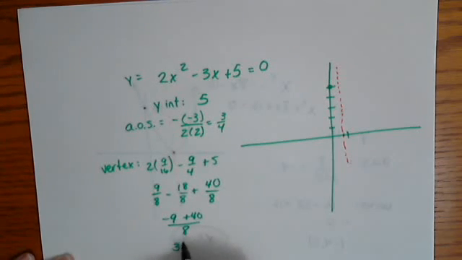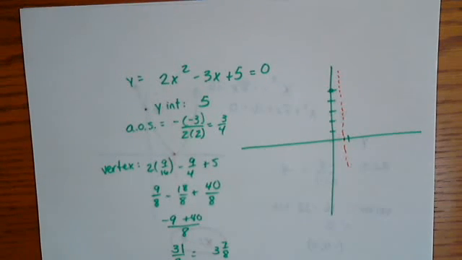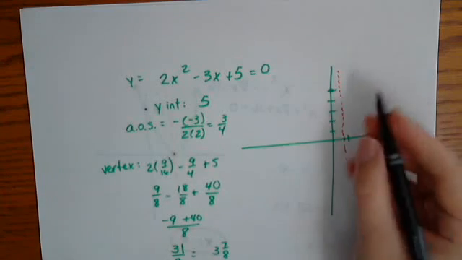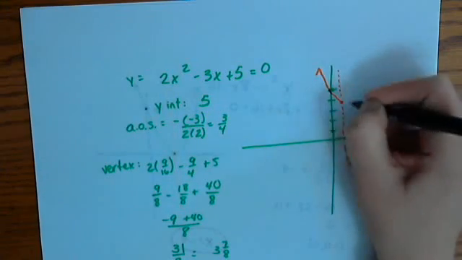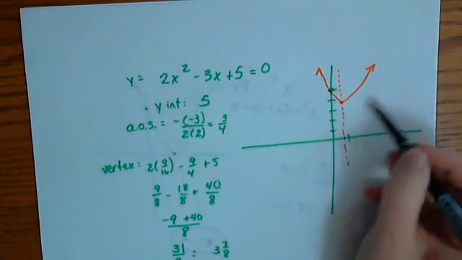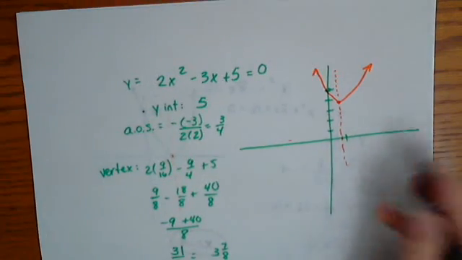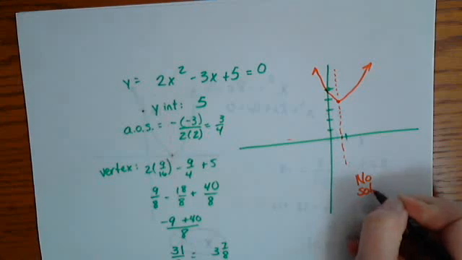This is going to be a positive 31 over 8, which is almost a 4, right? So this is going to be 3 7/8. 3 goes into 24 3 times, and 31 minus 24 is 7. So that gives me 3 7/8. So that's 1, 2, 3, 4. It's going to be just under the 4 and it's going to open up because it's got to go through that y-intercept. This one will never ever cross the x-axis, so there are no solutions.